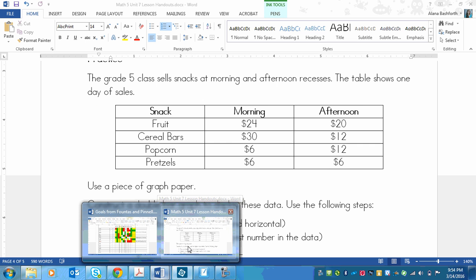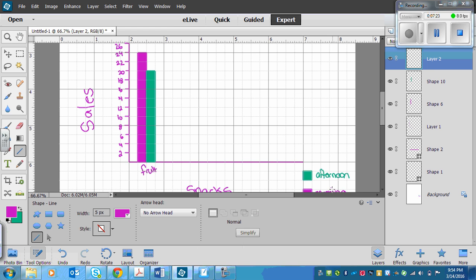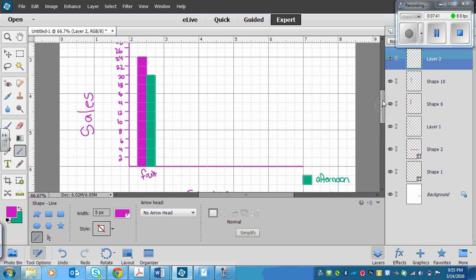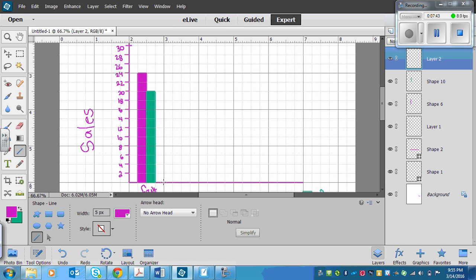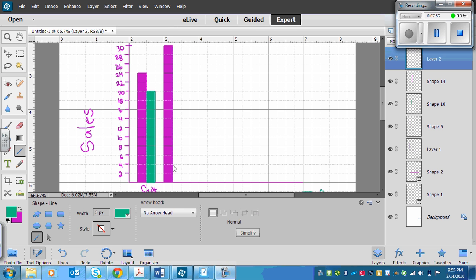Then I go back to my data and I look at cereal bars and it shows 30 in the morning and 12 in the afternoon. So I take my ruler and I start with the morning color of purple. I'm going to just put two squares in between, well, actually, you should really only put one square in between. So this is going to go to 30. So I'll draw all the way up, draw one square over, and then draw all the way down, nice and straight. Notice I colored it in nicely too.